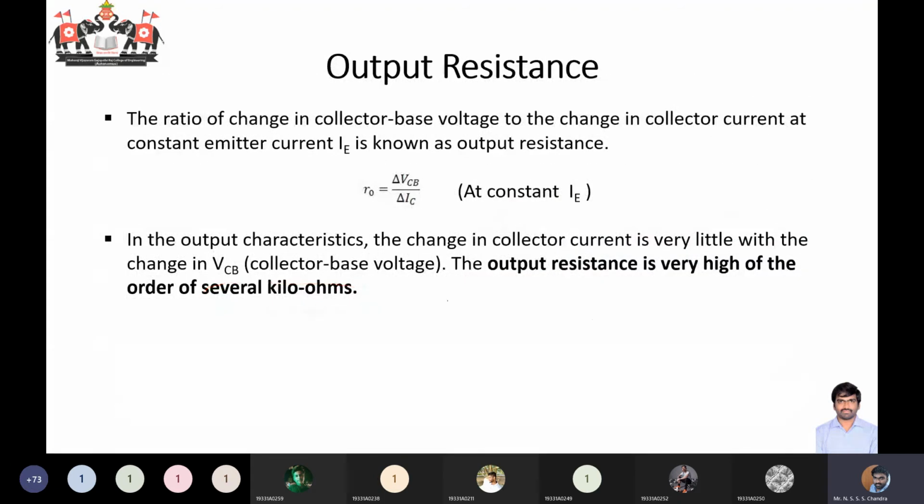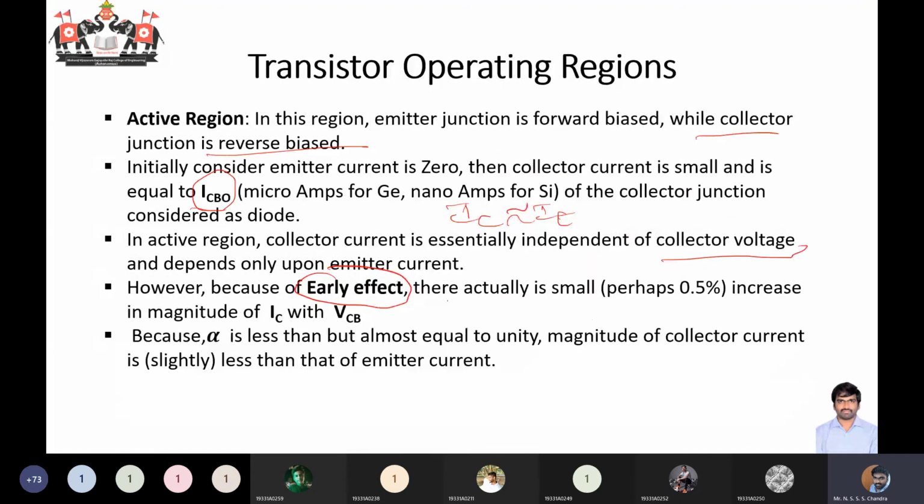I will explain the early effect when I'm dealing with the common emitter configuration. But for now, you need to remember that there will be a small increase in IC with the VCB. That's only small, say as small as only 0.5%. Very small. So almost flat, but not exactly flat. This is because of the effect called early effect. And because your alpha is nearly equal to unity, your IC is nearly equal to IE, but less than IE. Because IC is equal to alpha times IE, and alpha is less than 1, so IC will be less than IE.